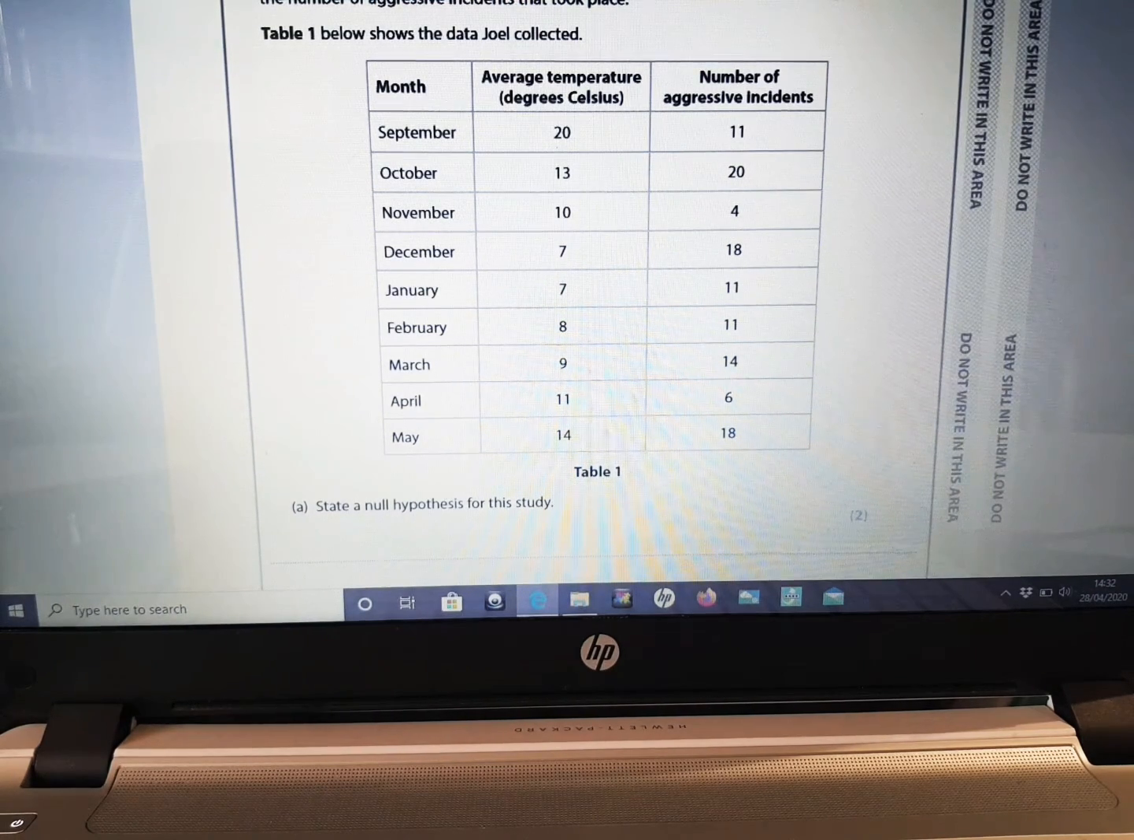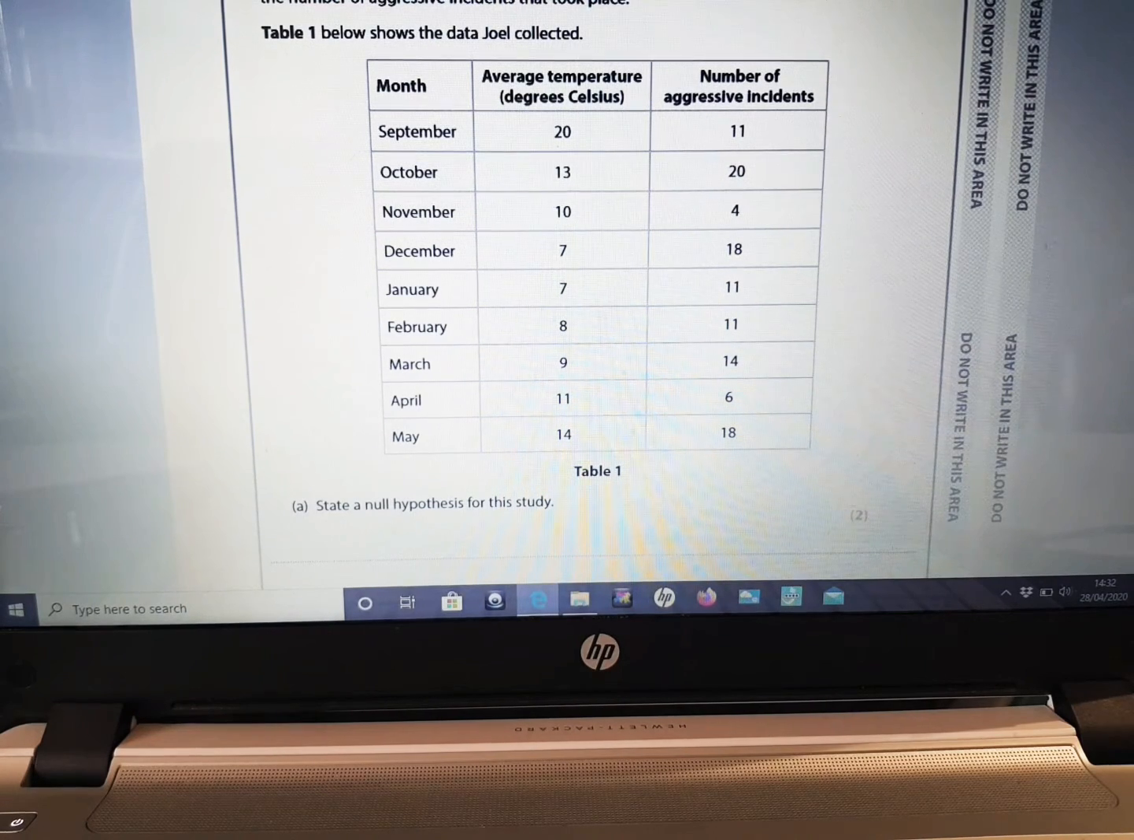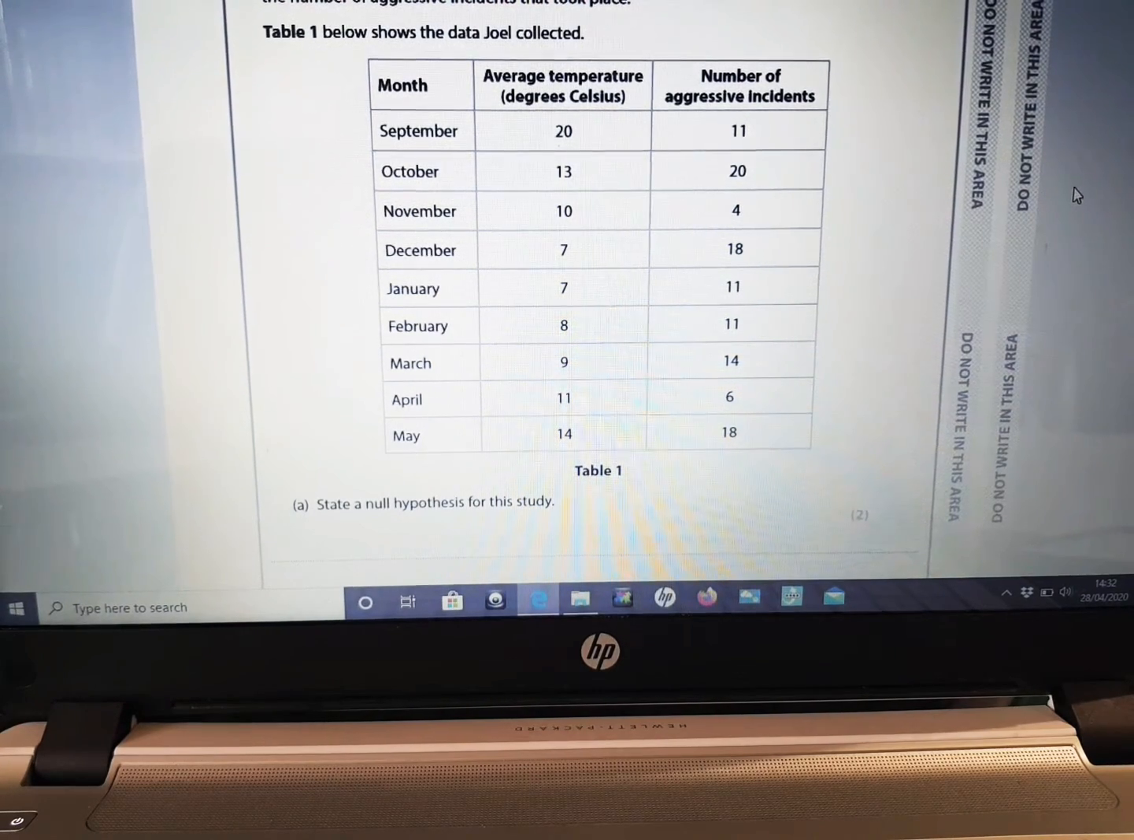So the null hypothesis, remember, is always the opposite of the experimental hypothesis, which always says that there will be no significant difference. So for this question, for the 2 marks, you must use all of the information that is given to you in the question. Okay, that is the secret really. So make sure that you have stated a clear null hypothesis, which includes all the information from the question, including the variables.